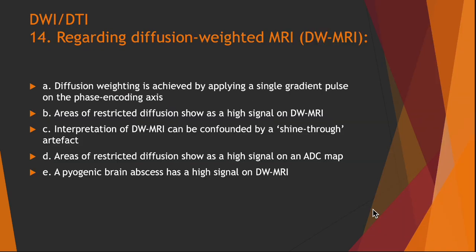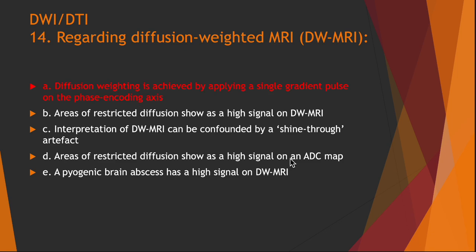Now, regarding diffusion weighted MRI: diffusion weighting is achieved by applying a single gradient pulse on a pulse encoding axis. Most of you gave the correct answer, that the answer is false, because diffusion weighting is achieved by applying a pair of diffusion encoding gradients on either side of the 180-degree pulse at various times. Now it could be B200, B800, B500, or B1000. That's why the answer is false, as we require two diffusion encoding gradients.